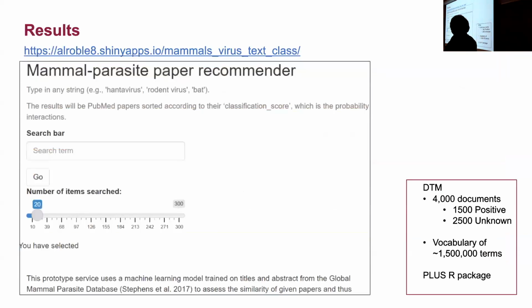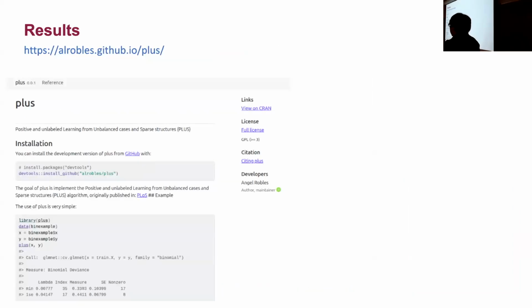Okay, and this is the app I implemented there. So you can test it if you want, and you search the term you want and it returns the papers ranked by the similarity to the information you trained. In this case, we trained for host-parasite interactions, and it recommends papers related to the search term you are looking for. And that's it. And this is the patch to do the same by yourself.